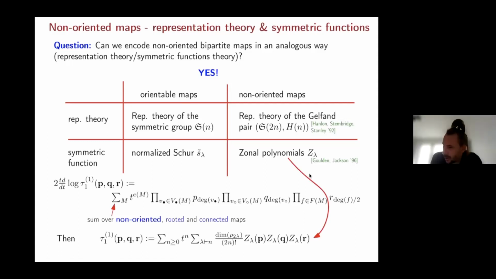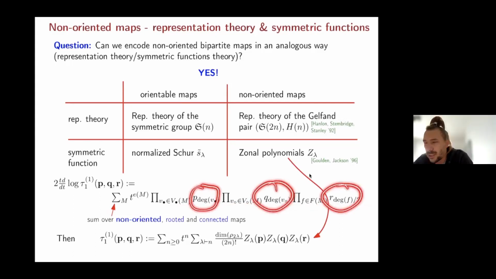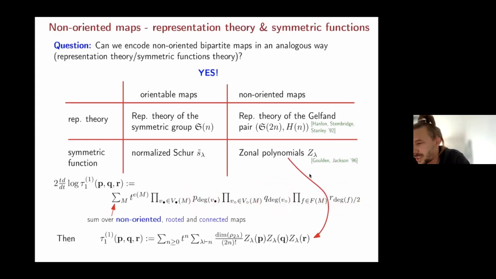So here is the result. If you look at the generating function of non-orientable, rooted, and connected maps, this is my generating function, and it has these 3 variables, such that each variable tracks important statistics in my maps. The first one tells me what the degrees of black vertices are, the second tells me what the degrees of white vertices are, and the last one tells me what the degrees of faces are.